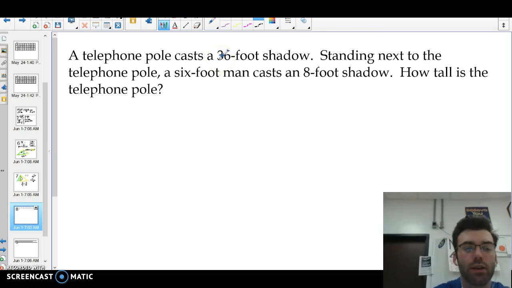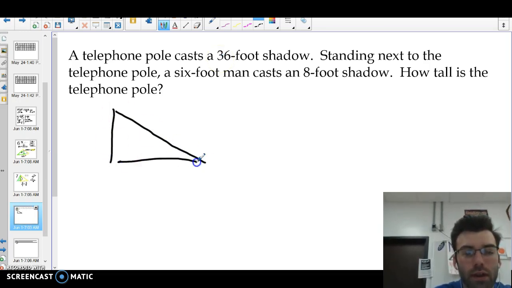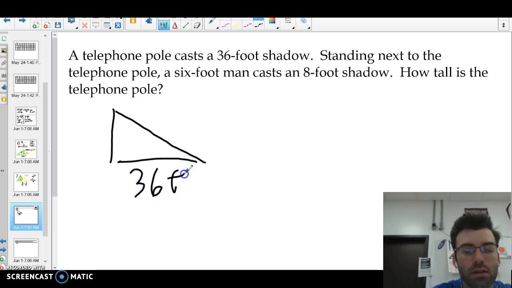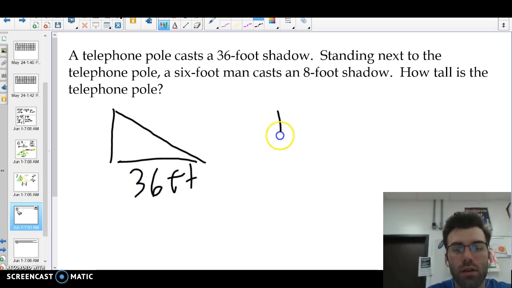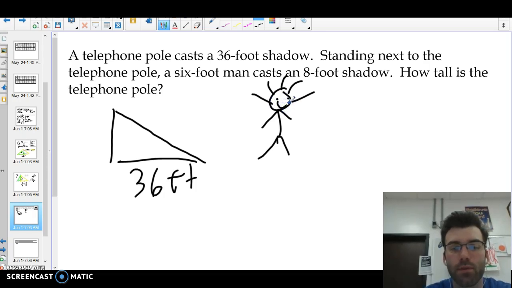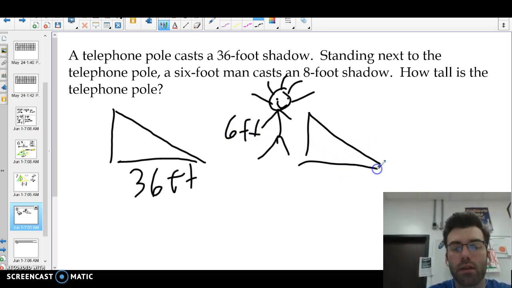Well, okay, you ready? Here's my telephone pole. I cast a 36-foot shadow. Here's my guy. Give him some hair, some weird hair. That's different. He's smiling. Well, he's 6 feet tall, and he casts an 8-foot shadow.